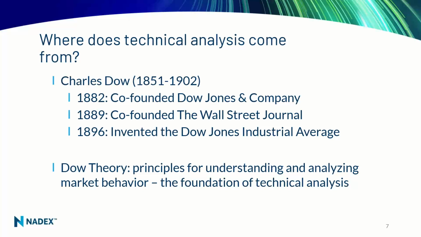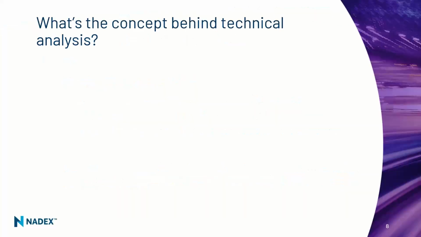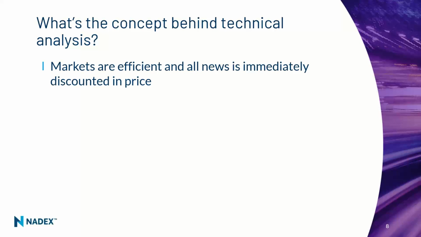Now, what were some of these principles, some of these theories for understanding and analyzing market behavior? Let's just look at a couple. I'm not going to go through all of them because there are a lot, but the key ones are, number one, efficient market theory. He put forth that markets are efficient. And what does that mean? It means that all news and information is out there, and once it's in the public domain, that news gets factored into the price of an asset immediately.